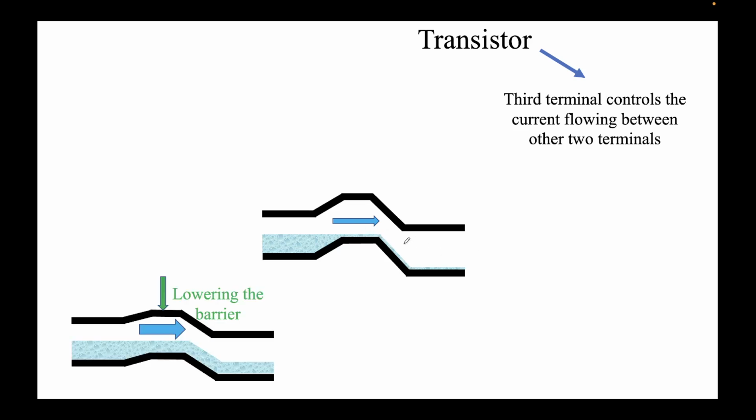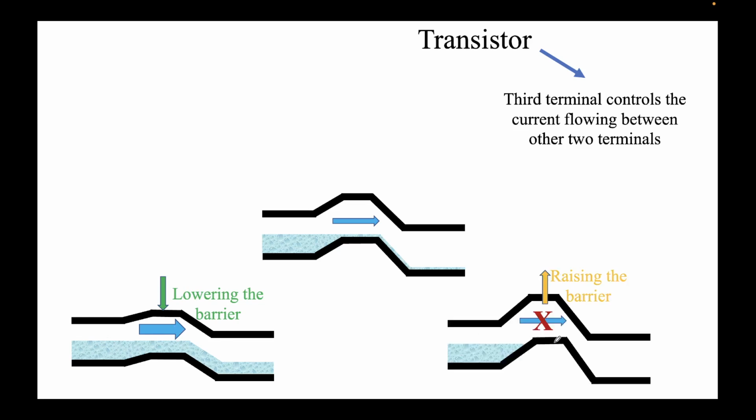However, if there is some way in which I can lower the barrier, that means a lot of current can flow. Mind you, the water level on the left side is still the same, and the potential between left and right is also the same. It's only the center barrier that we are changing. So if I lower the central barrier, then again more water will start to flow from left to right. On the other hand, if I lift the barrier such that the central barrier is now even above the water level of the left, then no current can flow. This is raising the barrier.